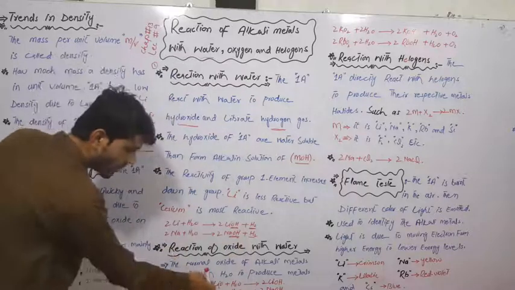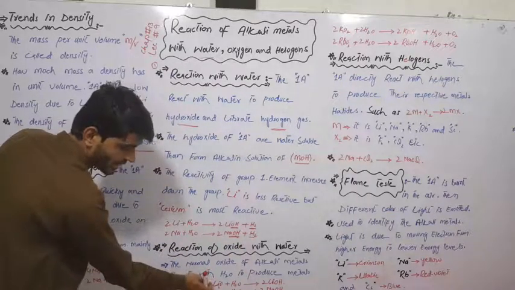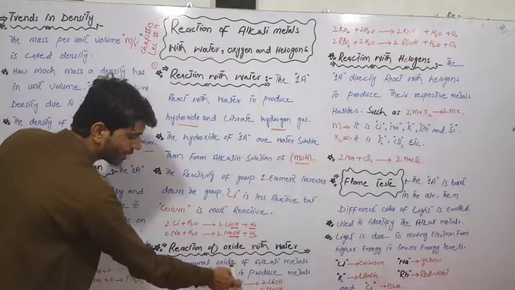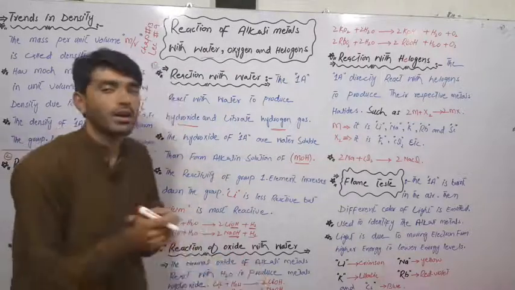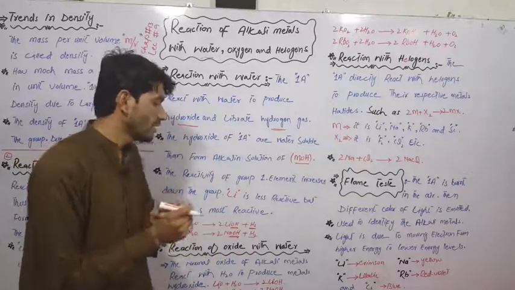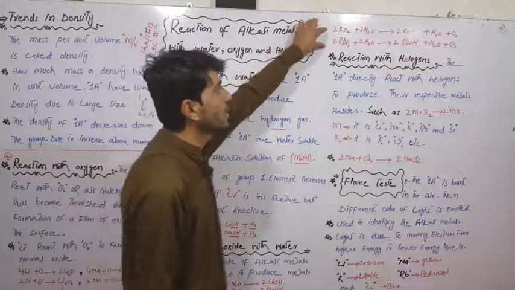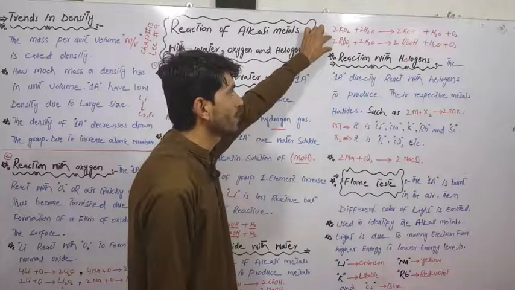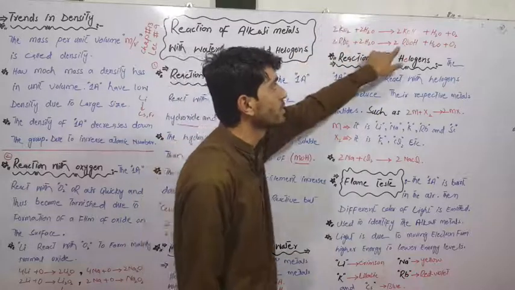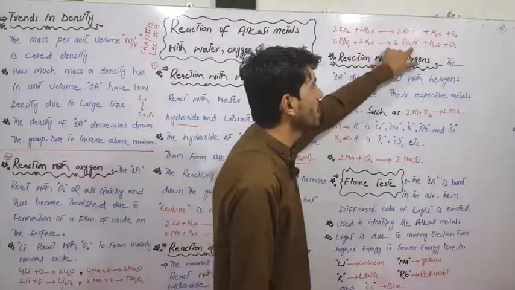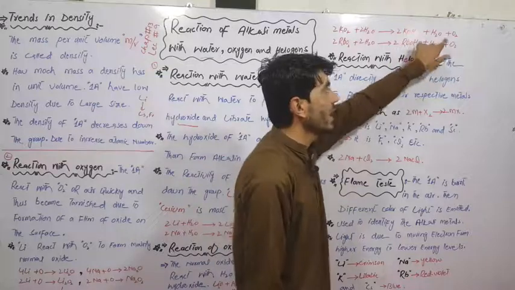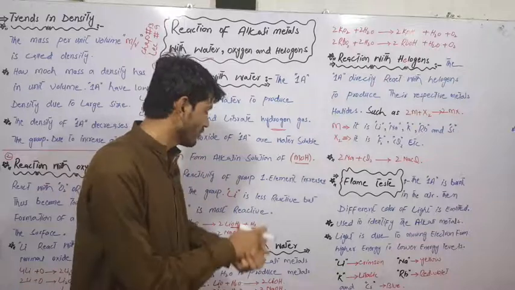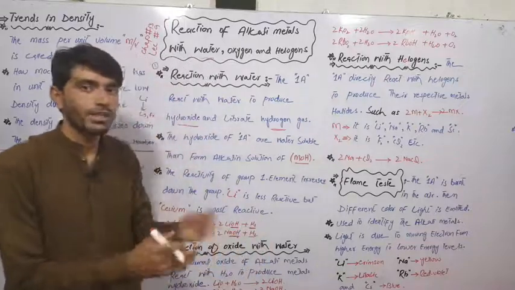Such as normal oxide, that is monoxide, lithium monoxide or sodium monoxide. Whenever they react with water, they produce lithium hydroxide or sodium hydroxide. Clear? And a few points are present here: potassium and rubidium form superoxide. Whenever potassium superoxide or rubidium superoxide reacts with water, they produce potassium or rubidium hydroxide, and water is released, and oxygen as well is released during this process. Clear? So this was the reaction of the oxides with water.